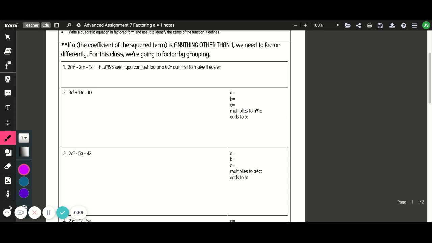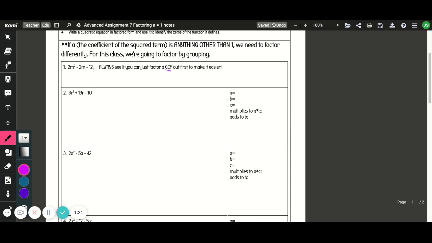And so, like I said, in this class, I'm going to show you how to do it by grouping. But if you know how to do it just by guess and check and trying stuff, that's absolutely fine as long as it works for you. The first thing I would like to point out is there are times where it looks like you need to use this long process, but you actually don't. You always want to check to see if there is a GCF, or greatest common factor, that you can pull out first. And then sometimes you don't need to go through this big grouping way.